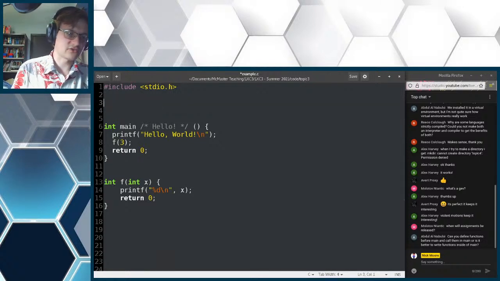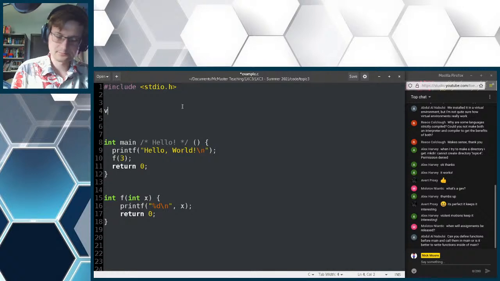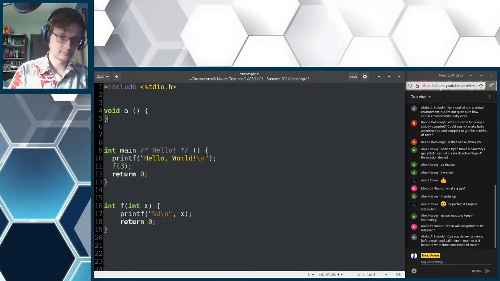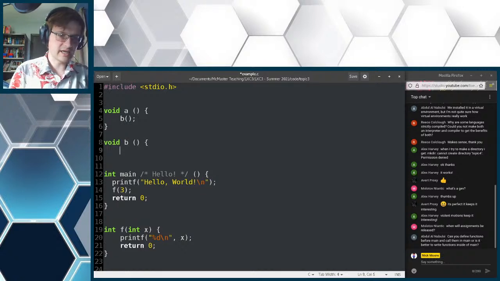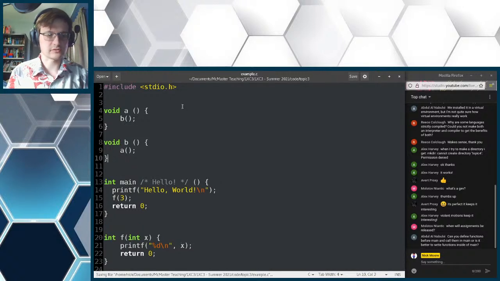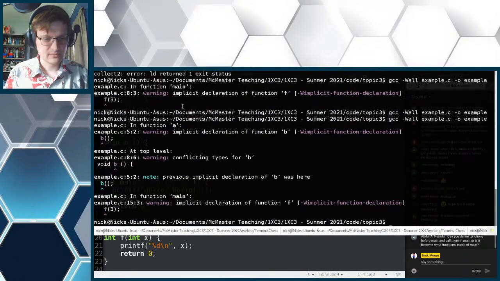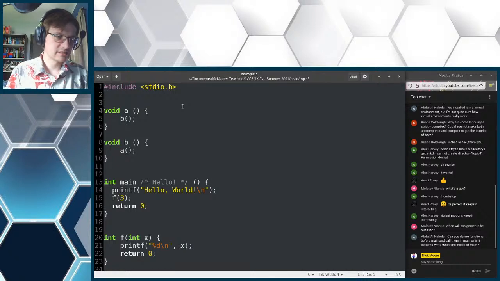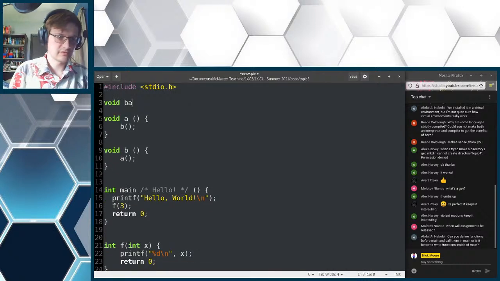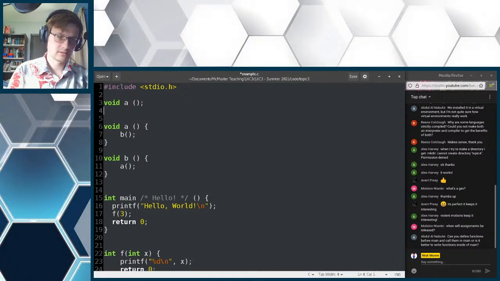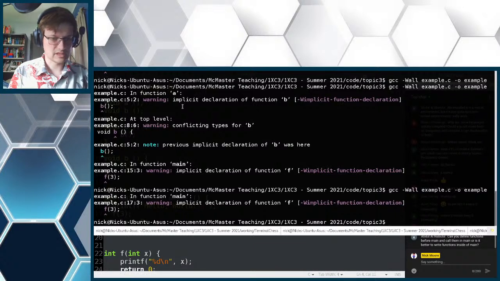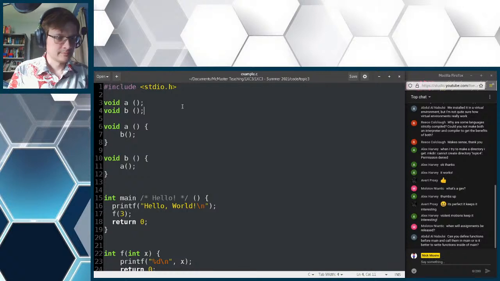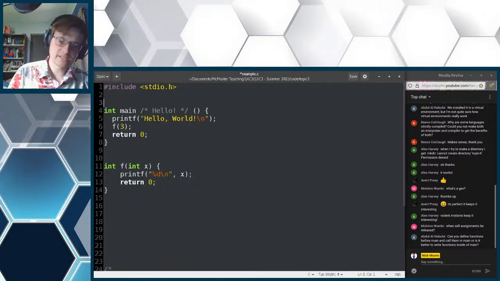And this is an interesting little thing as well. So if you have void A calls B, and void B calls A, right? If you have this kind of circular reference, it's impossible for that to work unless you include the function prototypes. Void A, come on, void B. There we go. Anyway, so I think that's good.